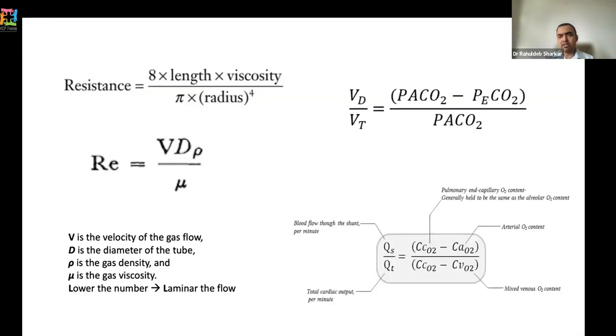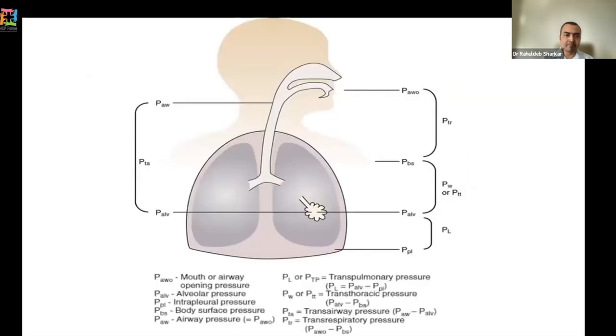And the shunt equation, I don't think it will come, especially because it's almost impossible to do, because you need mixed venous oxygen saturation, but it is something that I suspect anyone talking or reading about lung mechanics, etc., will have to just know. So that's why I've just put it there.